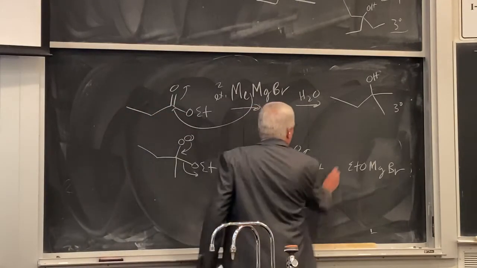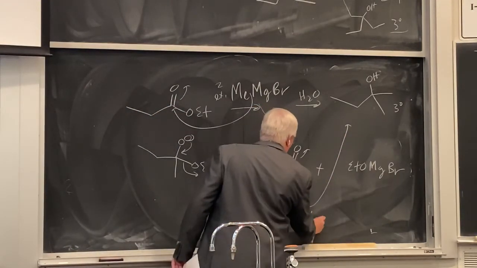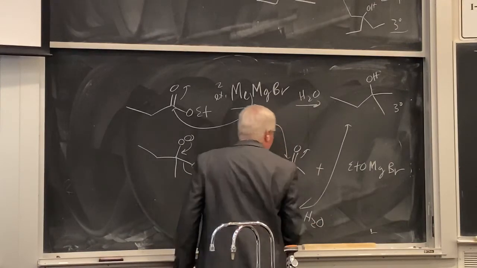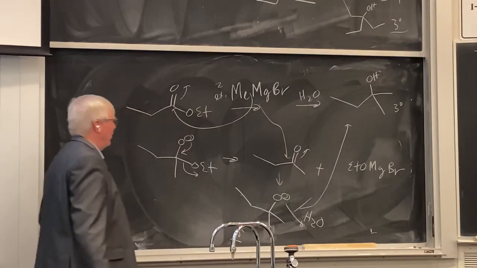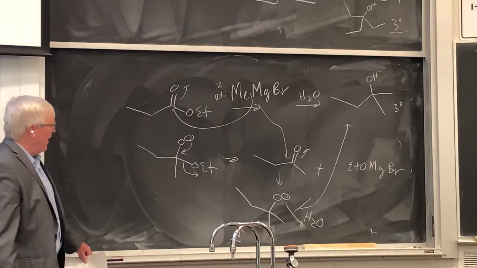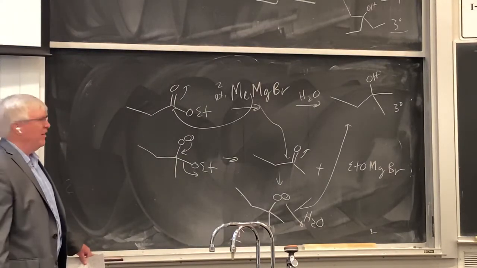What do we need to do here to finish off the mechanism? Yeah, just quench with water. And remember, that's a second step. So that will form some magnesium hydroxide, and it'll form the tertiary alcohol in this case.